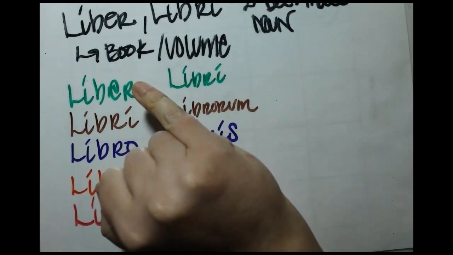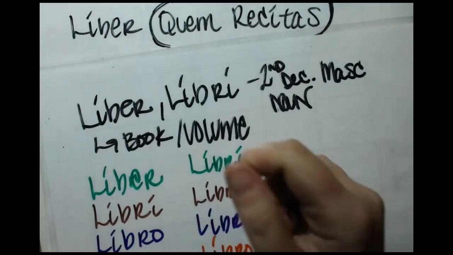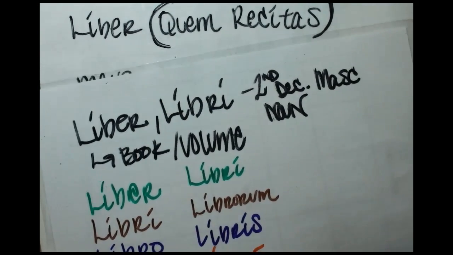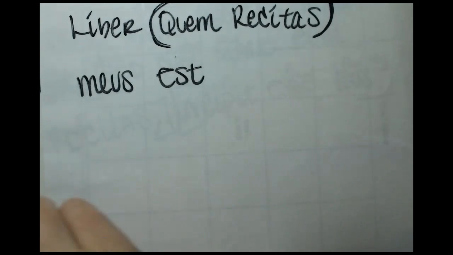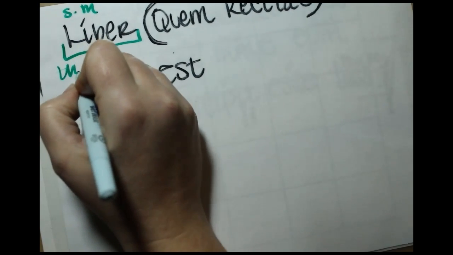So liber, that's the form that is in our little clause right there. That is the nominative singular form, and it is masculine. So this is going to be our subject. Nominative singular form, masculine. So book, the book.